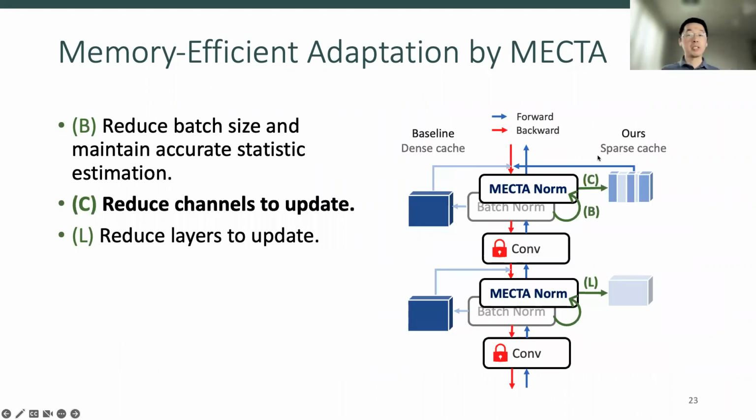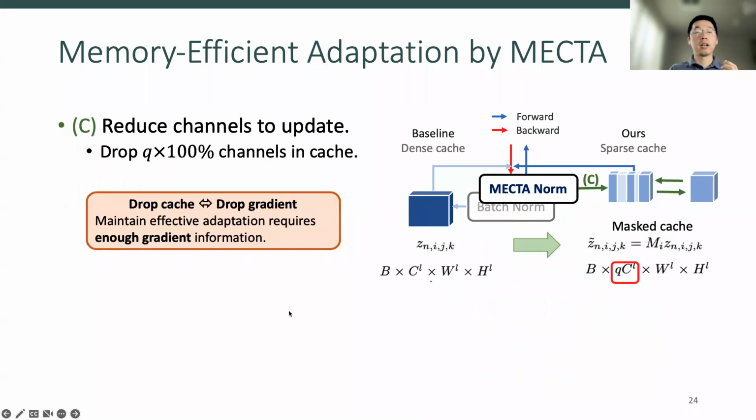After reducing the batch size, we are interested in how we can also reduce other dimensions. Here I will describe how we can reduce the channels, which means we will drop some channels in the cache. A trivial idea is to just drop a q times 100% fraction of channels in the cache. That is, for the cache matrix, we will drop elements in specific channels. So we can randomly drop these.